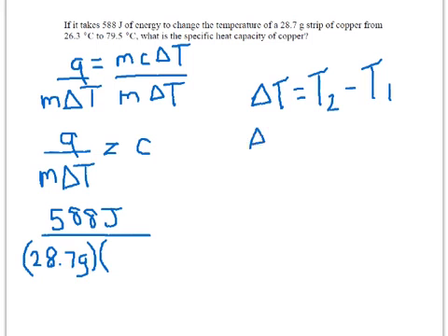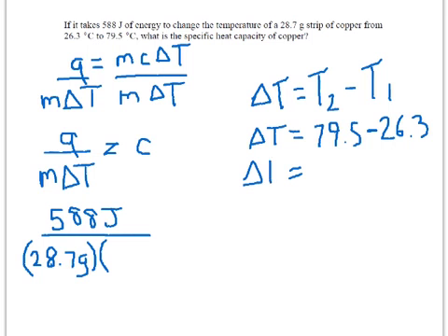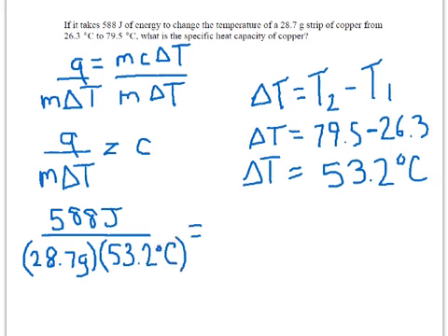So we would have to write it as 79.5 minus 26.3. So we end up getting 53.2 degrees Celsius. Okay. So we'll put that in here for our delta T. That's our temperature change, I should say. That equals C.